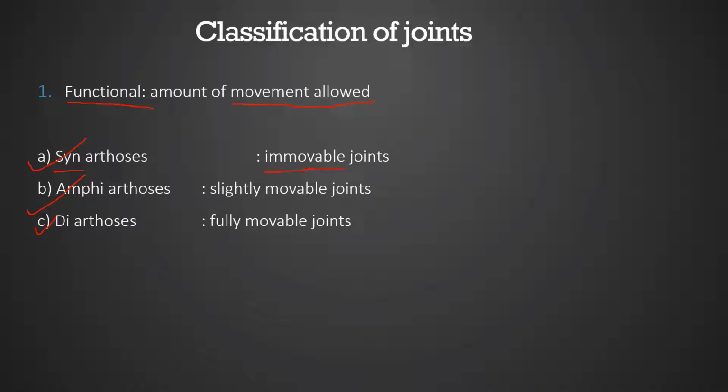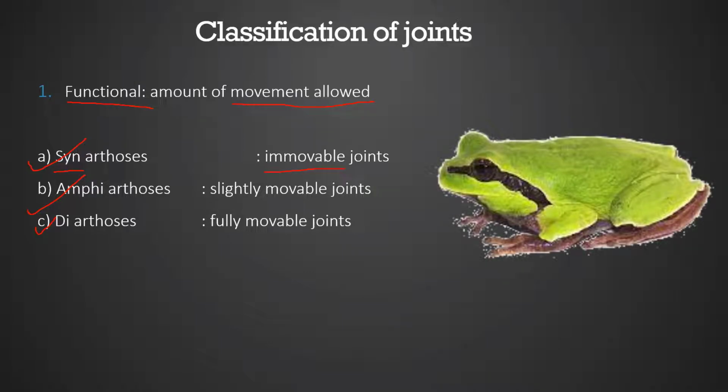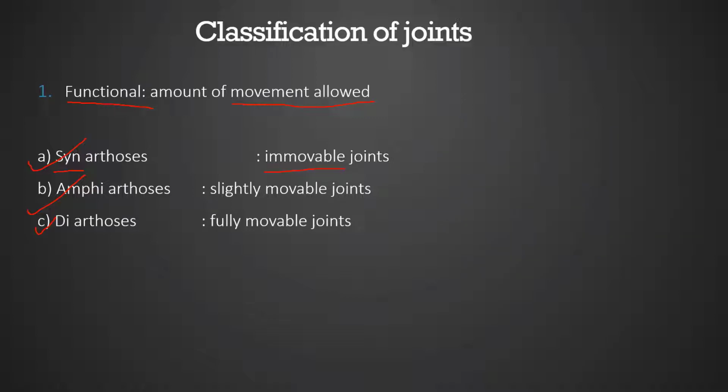In the same way, amphiarthrosis. This is probably derived from the word amphibian. What are amphibians? Those are the organisms that can live in both land and water, right? So, it gives us an idea that it's partial, right? In amphiarthrosis, the joints have slight mobility, so those are slightly movable joints. And diarthrosis means fully movable joints.